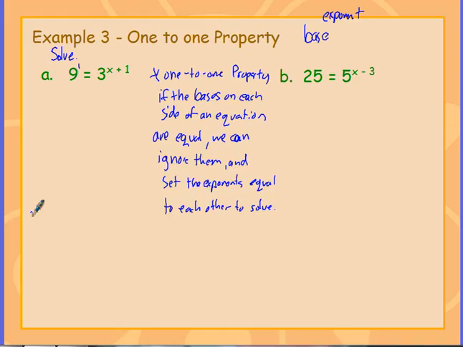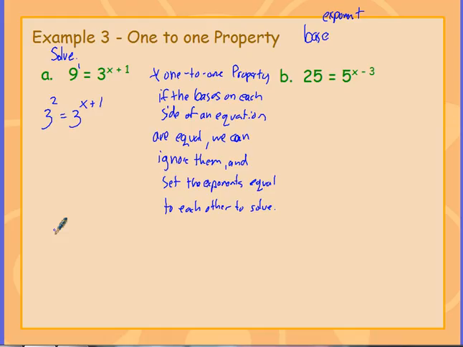So here's what I'm going to do. I'm going to take this equation and say it's actually 3 squared equals 3 to the x plus 1 power. Everybody see what I did? It's the same exact equation, correct? Because 3 squared is 9, and the other side is still just 3 to the x plus 1.